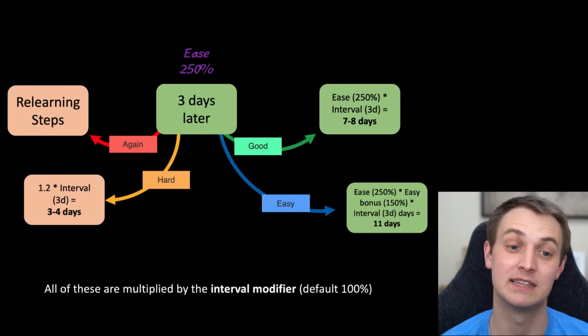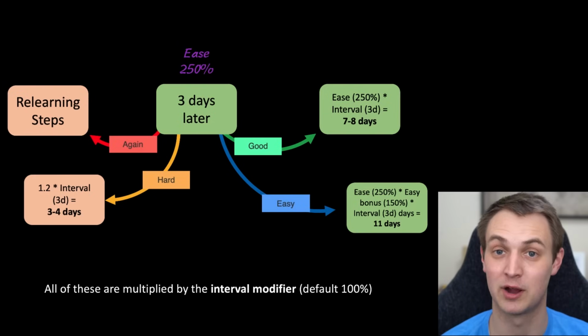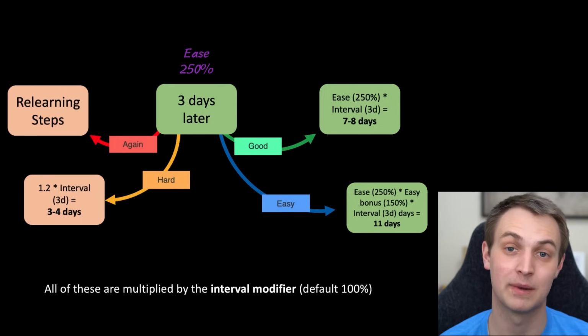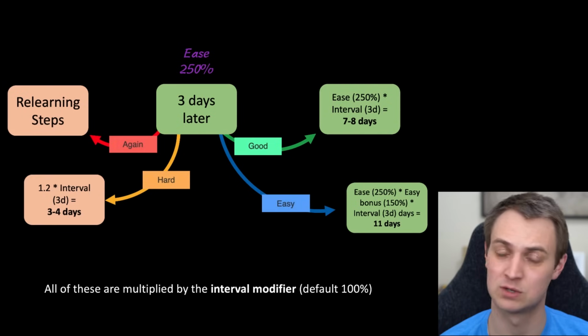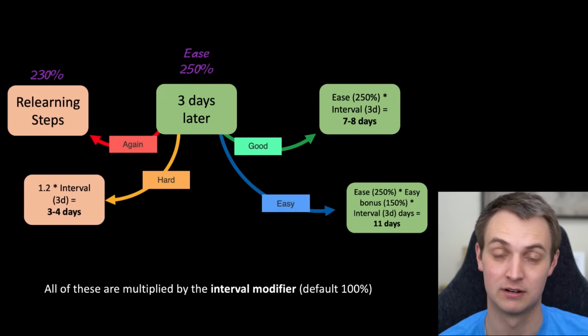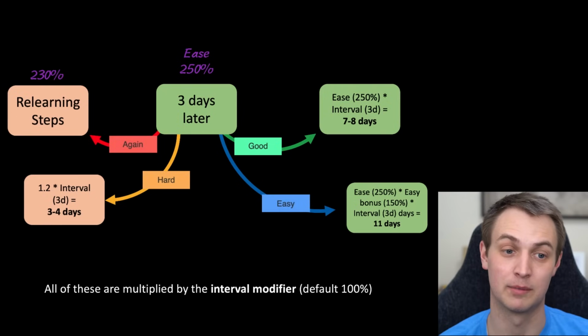Now, the other thing is that the ease is 250%. This is a brand new card that just graduated, so the ease has not been touched. It's 250% by default unless you change that in the settings, which I would not recommend doing. Now, if you hit again, it's going to decrease the ease to 230% forever. From this point on, the ease is 230%.